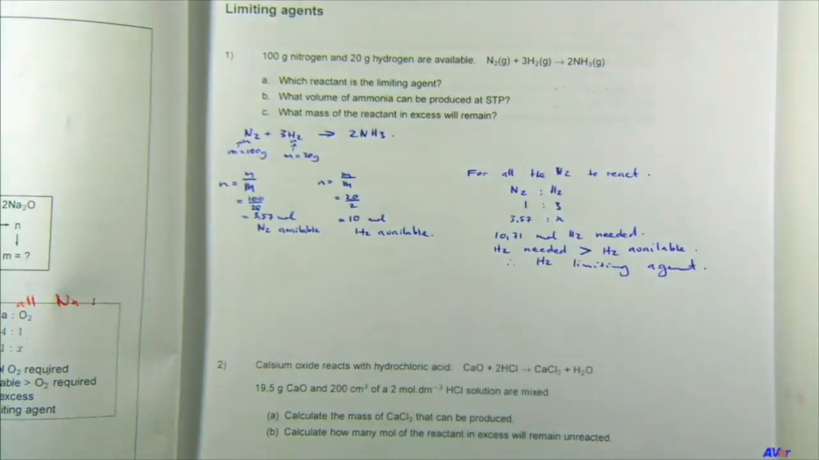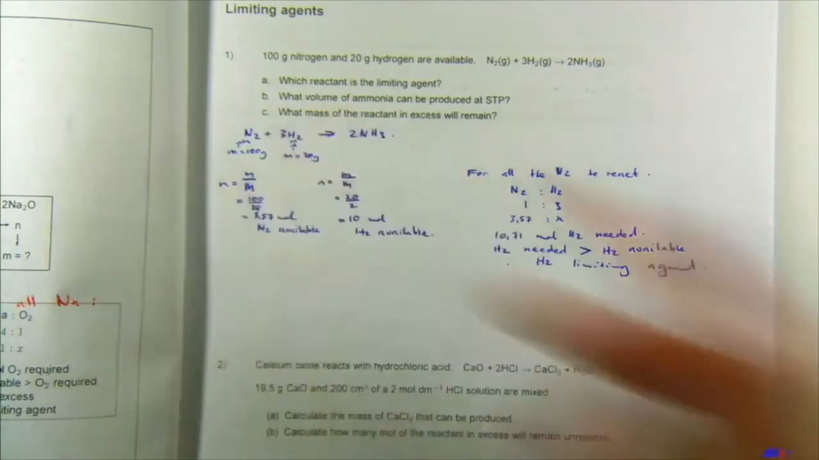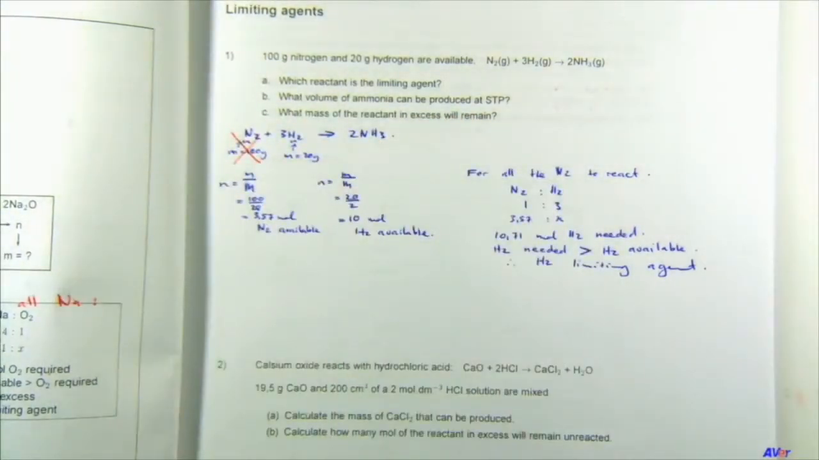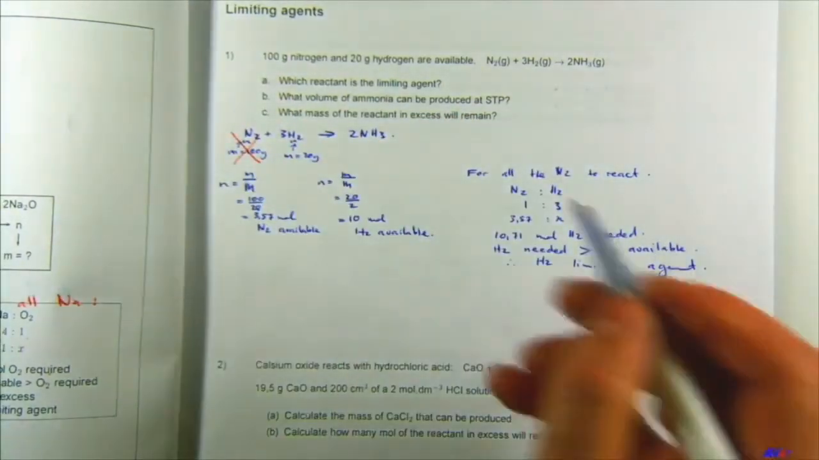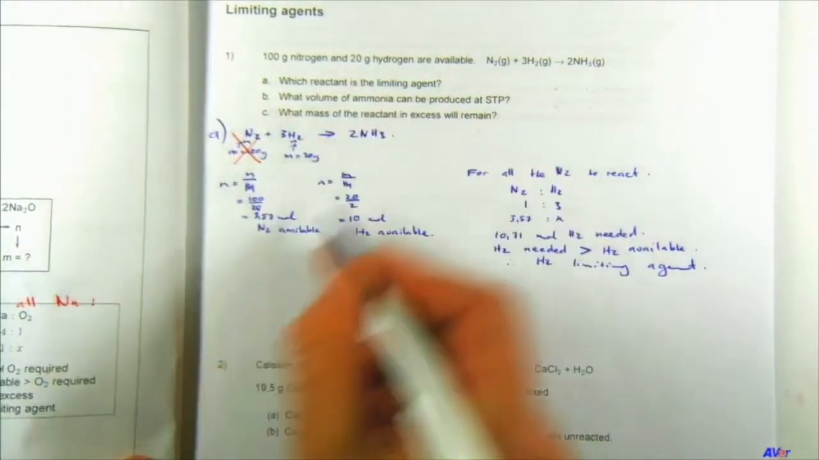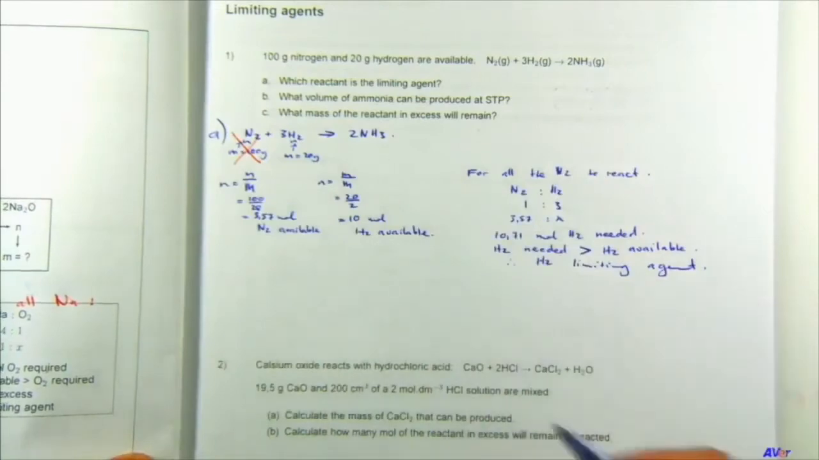Right, did you find H2 as your limiting agent? Yes. So that means from here on, I'm not going to work with N2 because N2 is in excess. I'm just going to ignore it. Right, so this was the first part of the question. You worked out the moles and you use it to get the limiting agent.